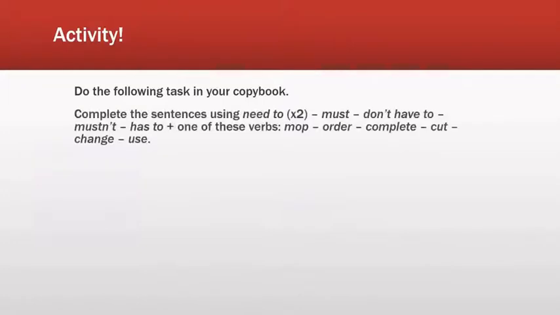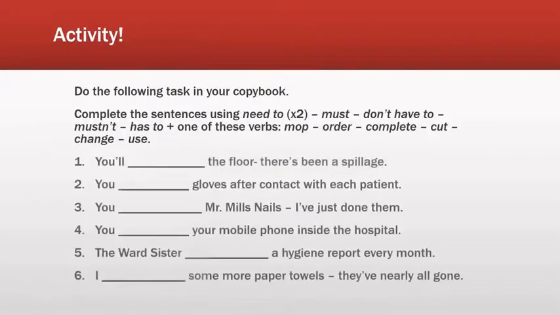In the activity, you are going to develop the following task in your copybook in relation to what we have discussed. You will complete the following sentences using need to twice, must, don't have to, mustn't, and has to, plus one of these verbs: mop, order, complete, cut, change, and use. There you have 6 sentences.